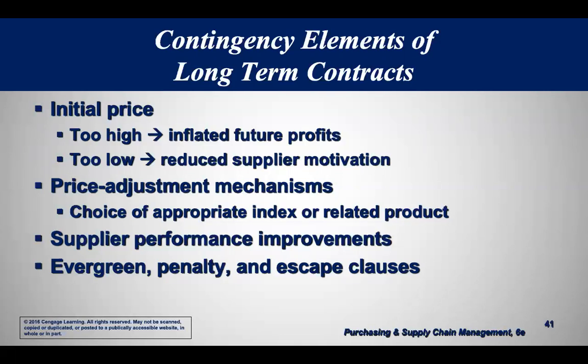Maybe the supplier, after he's made the desks for about a year, can make them even better, make them cheaper, use a different material, etc., make them faster, and maybe I'll pay something a little more based on improvements in the desk. And then you can put in evergreen, penalty, and escape clauses. Evergreen is a clause that says the contract will continue on for a certain period of time, and nothing will change. You can put penalty clauses in, or bonus clauses, or escape clauses like force majeure and things like that. Okay.